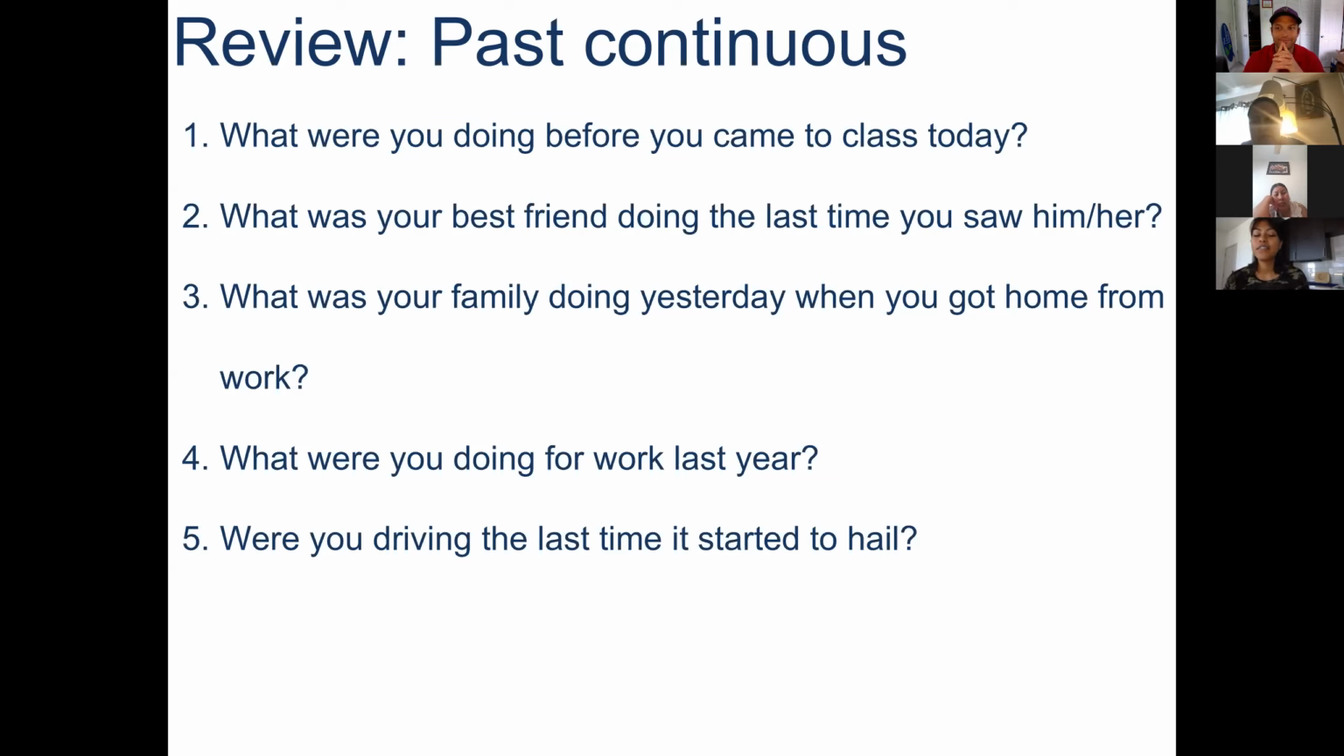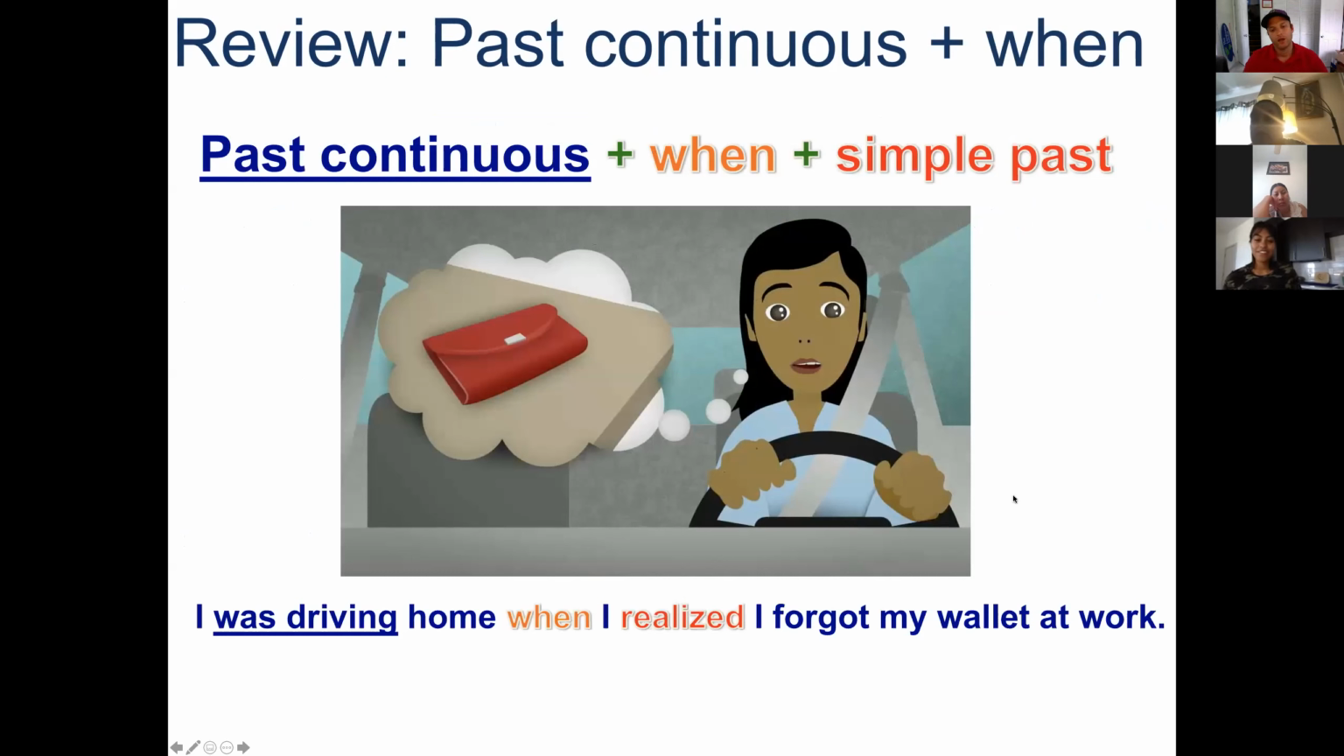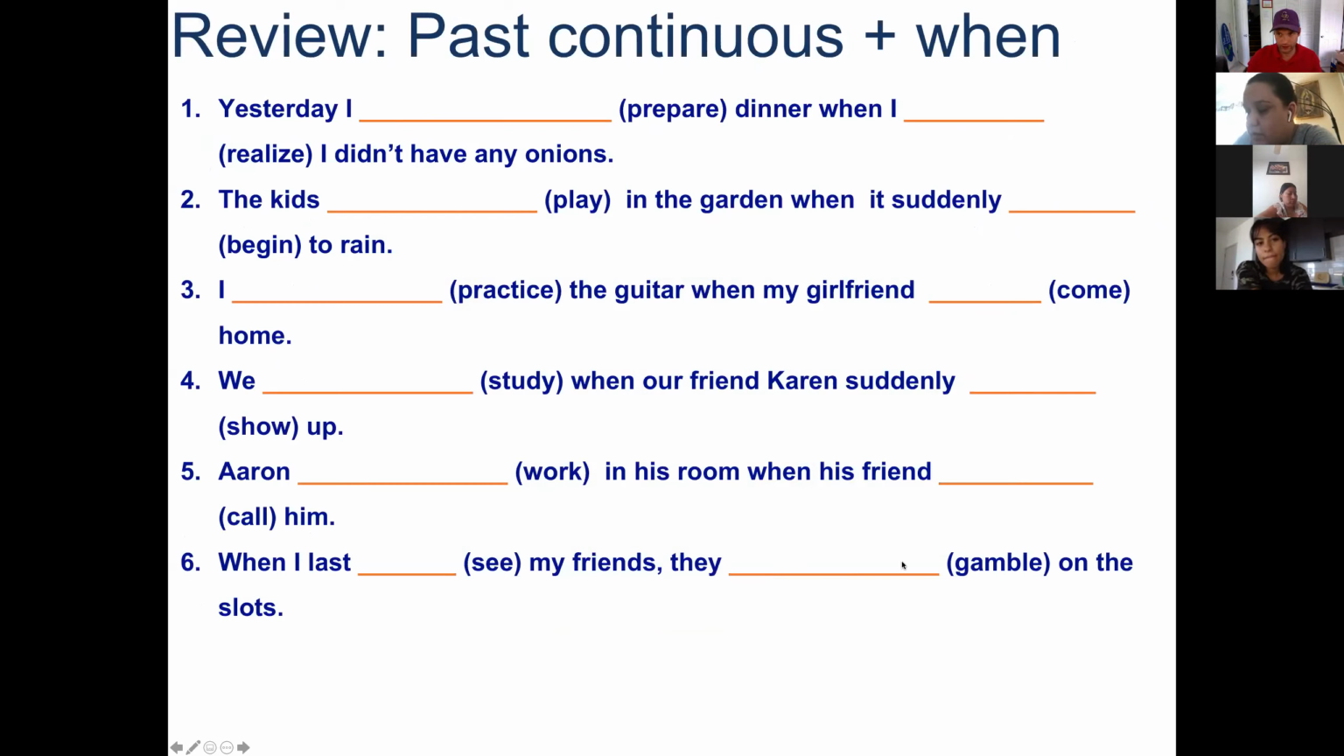No, I wasn't driving. All right. Okay, I was driving home when I realized I forgot my wallet at work. So sometimes we can combine a couple of these different tenses. One combination would be to use the past continuous and then show some type of interruption with the simple past. And we connect these two ideas with the word when. Okay, so let's practice with this a little bit.